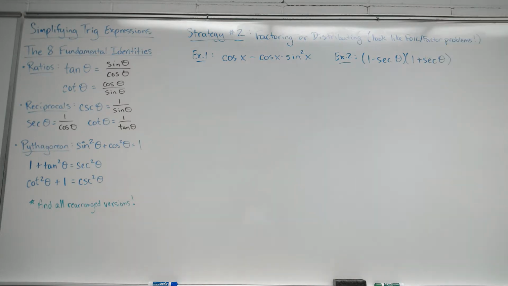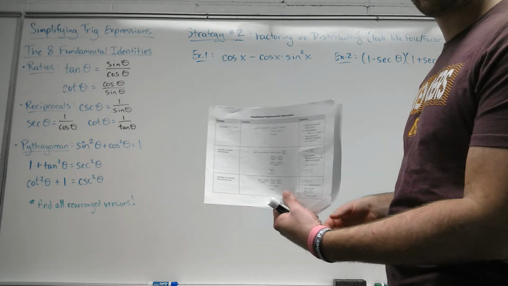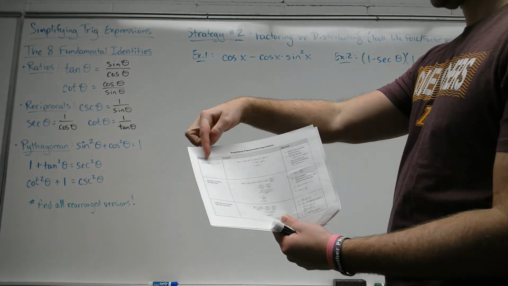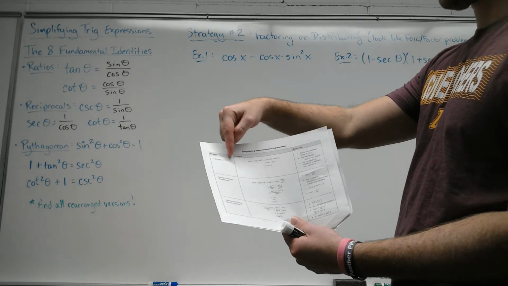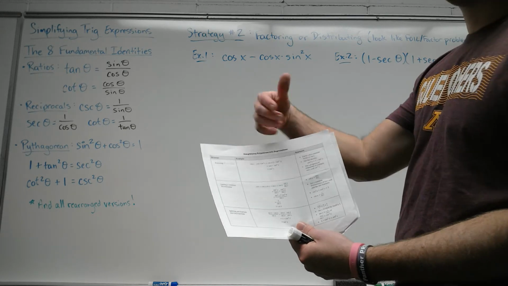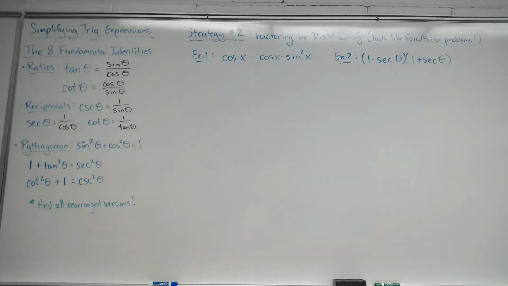Example 1 is the one out of the packet. So if you flip to the second page, depending on how yours is set up, it says factoring there. I would also add a little slash for factoring or distributing, just because those two strategies work together. Okay, the first one, the example on there, with the approach that you're going to use, is for this one.